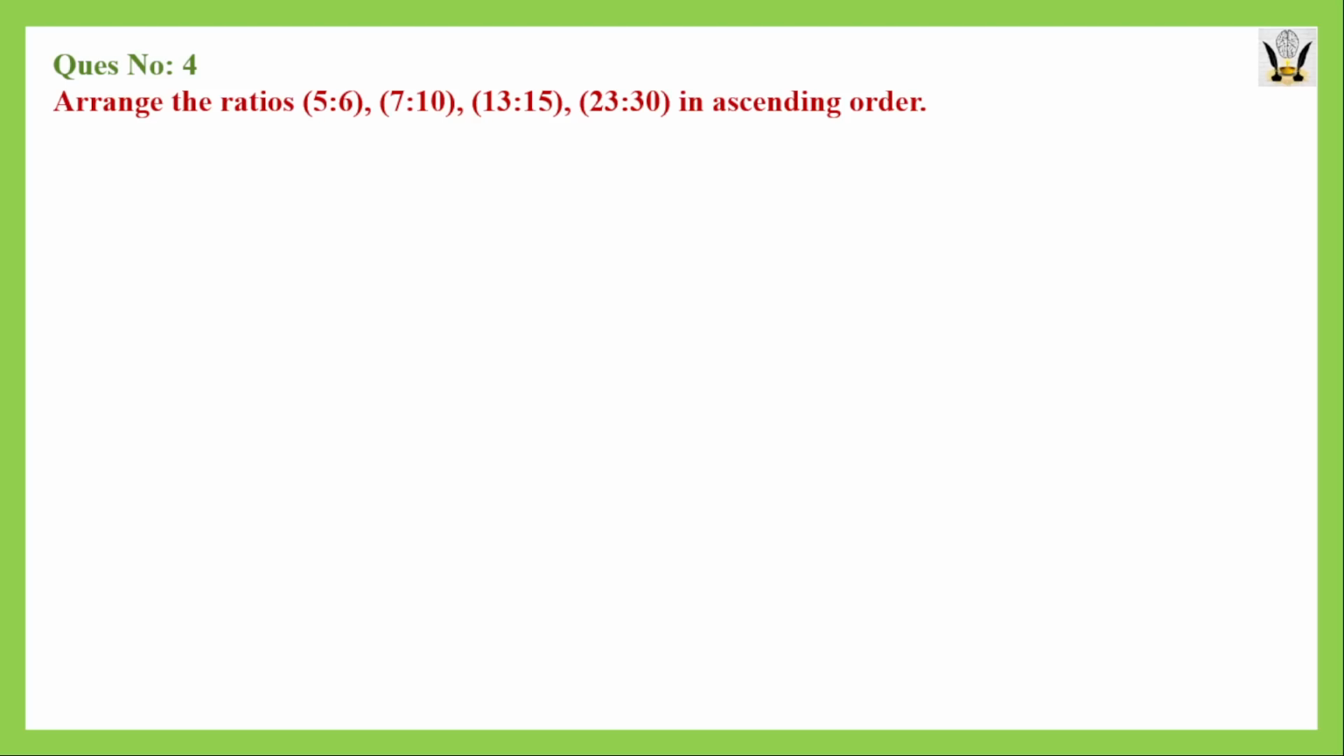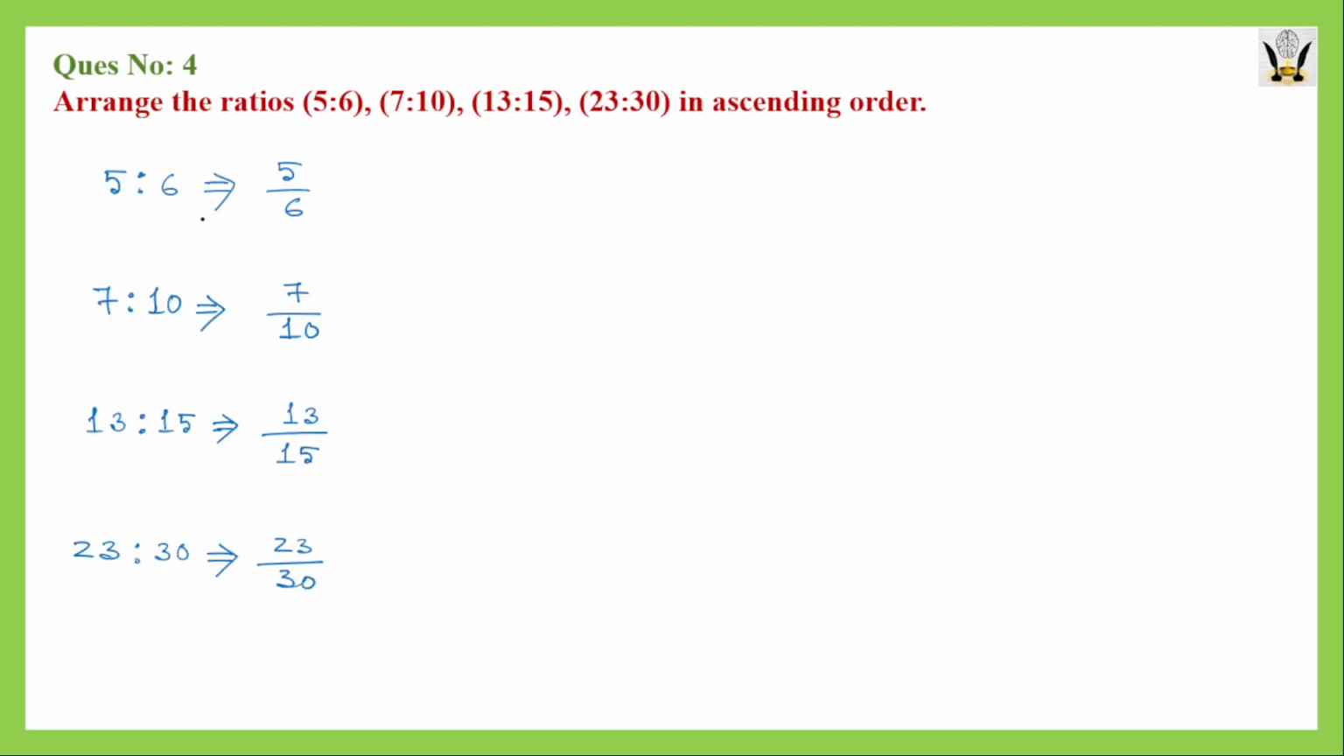Here we need to arrange the ratios which are given in the form of 5 is to 6, 7 is to 10, 13 is to 15, and 23 is to 30 in ascending order. So what we can do is, first we can write 5 is to 6 as 5 by 6, and all other ratios we also write in terms of fractions.